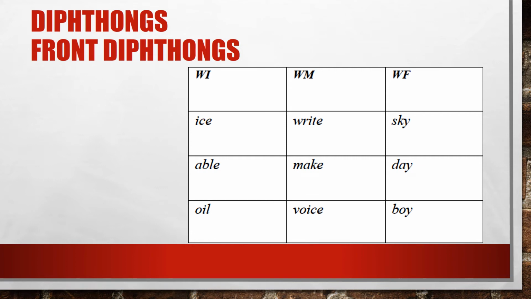Diphthongs are sounds that are made up of a sequence of two vocalic elements. Diphthongs are also classified into front diphthongs, because if you pay attention to the symbols, the second element of the diphthong is the same, and that is the front vowel E. Then we have centering diphthongs and back diphthongs as well.